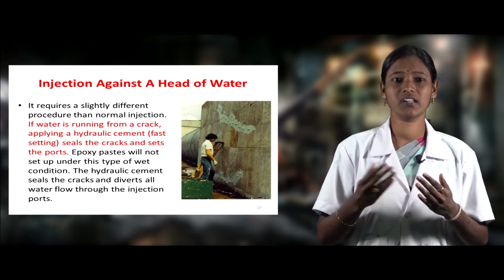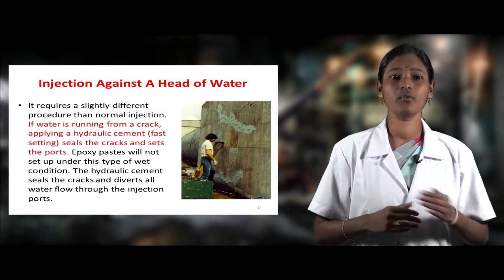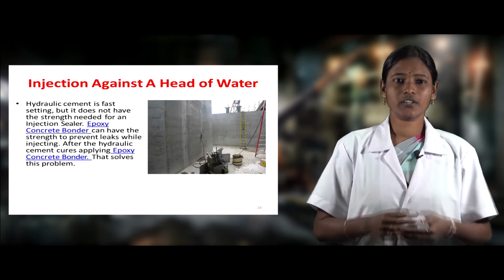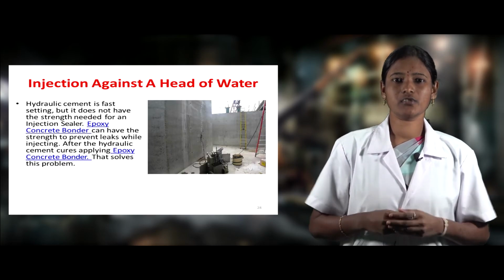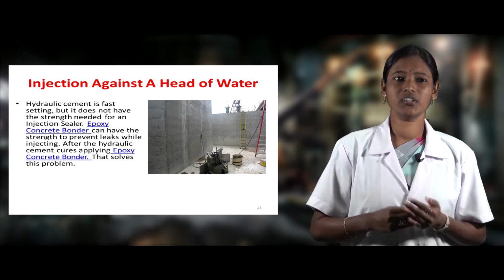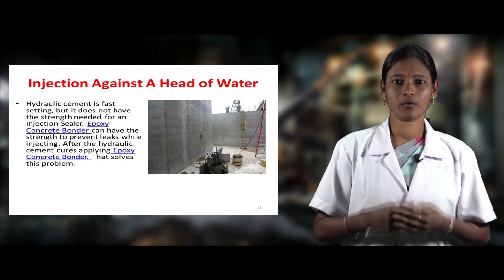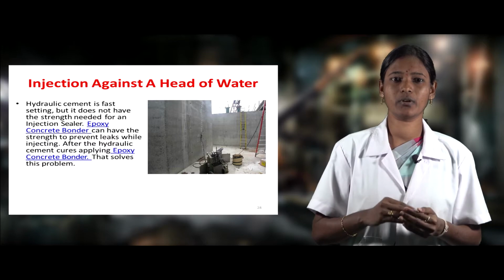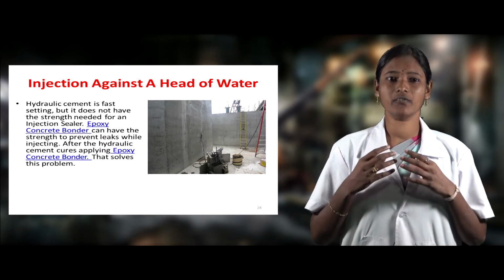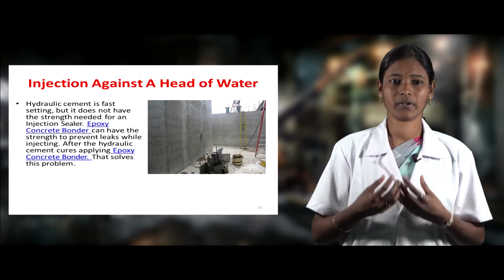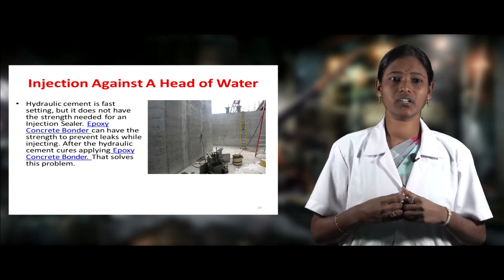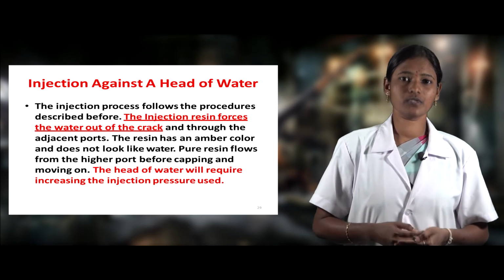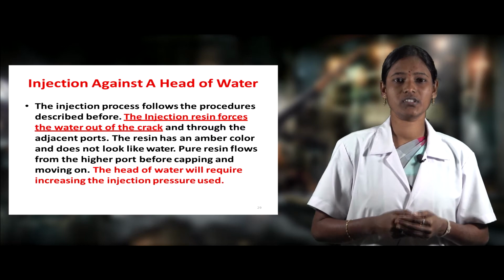The hydraulic cement seals the crack and diverts the water flow from the injection ports. Hydraulic cement is fast setting, but it does not have strength when compared to the injection sealer. Epoxy concrete bonder can have the strength to prevent the leak while injecting. After the hydraulic cement cures, applying epoxy concrete bonder solves this problem. The injection process follows the procedure described before.